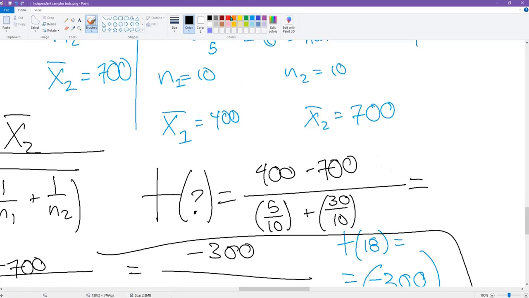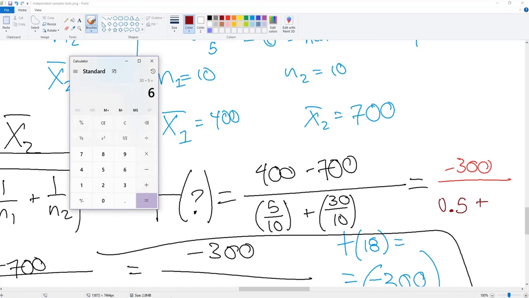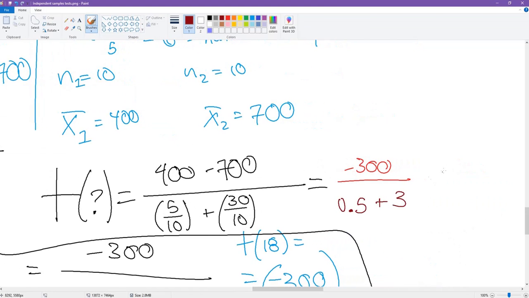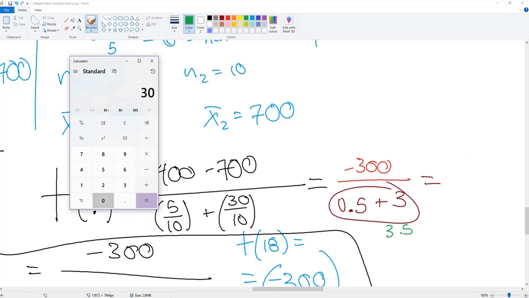Now all we have to do here is solve. We now have negative 300 divided by 0.5 plus, yeah, I should have been able to do that in my head, 3. And so we end up with, what's these combined, 3.5. We end up with a t-value of negative 85.714.